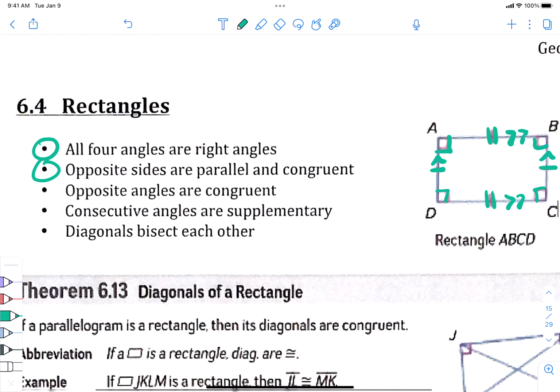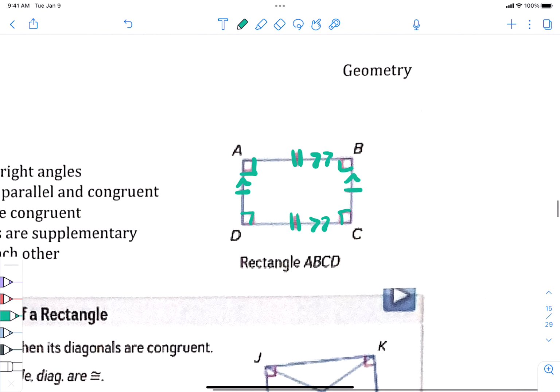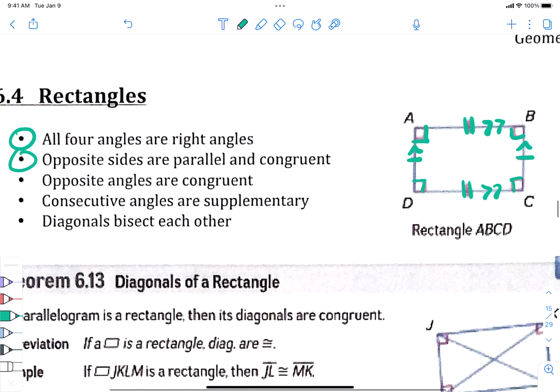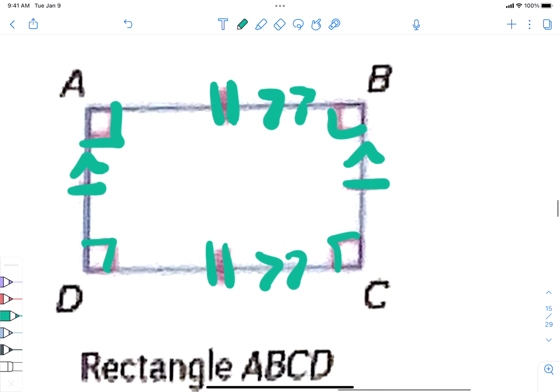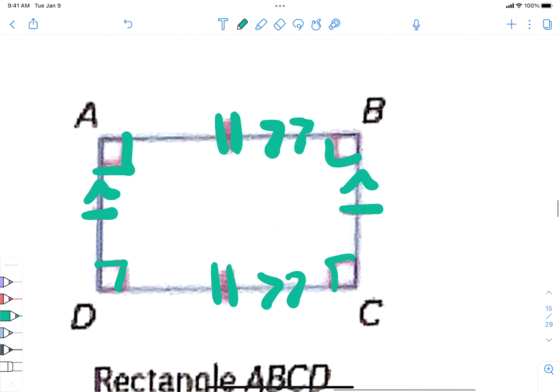Okay, number 3, opposite angles are congruent. So these guys are the same measure because they're all 90s, right? These guys are the same measure. So that's kind of that third bullet point. I'm going to get rid of my arrows here. Then number 4 says consecutive angles are supplementary. Okay, let's talk about what that means. What does that mean?